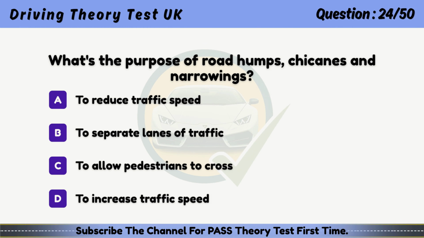Question 24. What's the purpose of road humps, chicanes and narrowings? Option A. To reduce traffic speed. B. To separate lanes of traffic. C. To allow pedestrians to cross. D. To increase traffic speed.